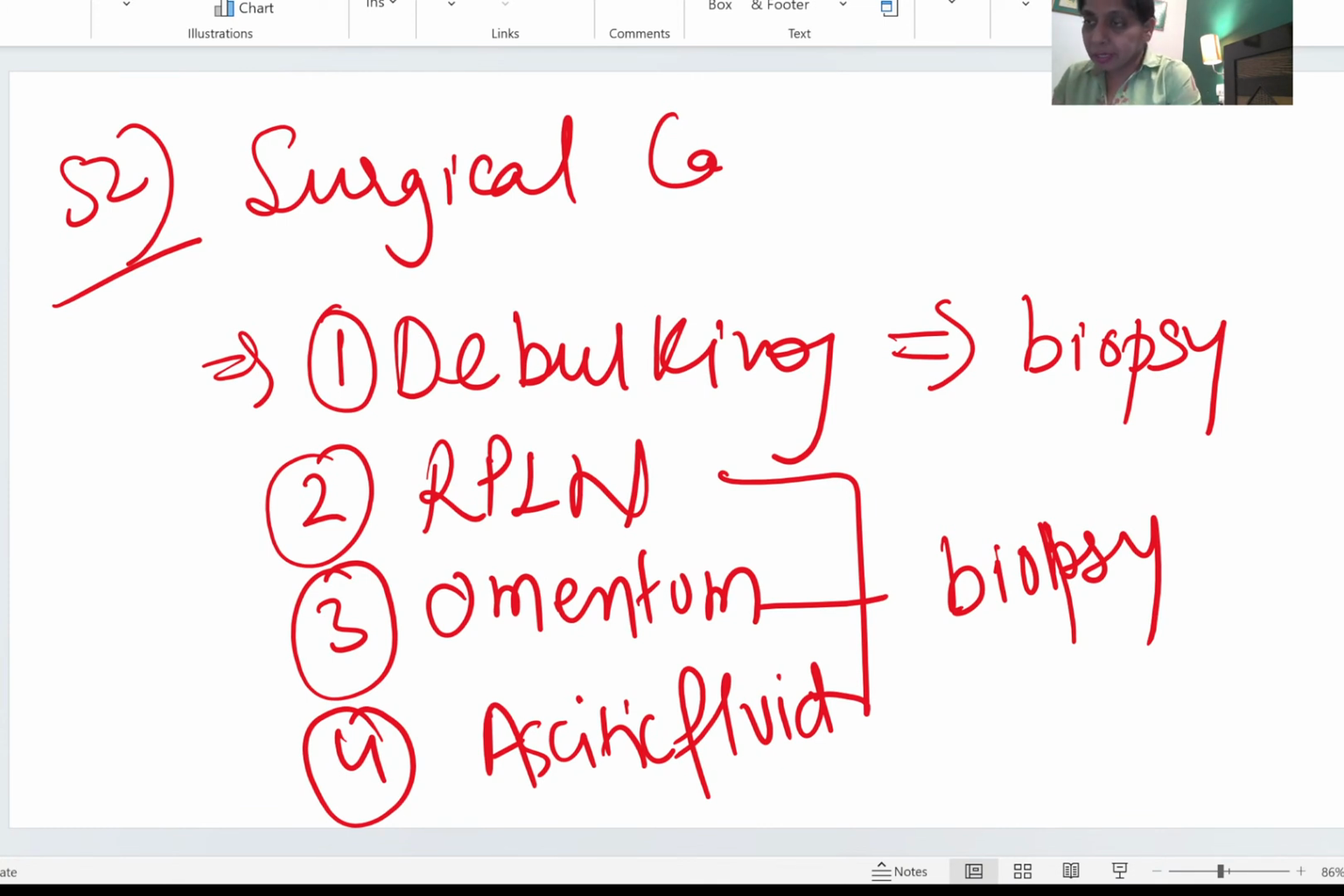Okay, Ramya. So the options were peritoneal washings. Yes, if ascitic fluid is not present, then you send peritoneal washings. The other option is omental biopsy. Yes, we do it. Peritoneal biopsy, yes, we do it, because if the peritoneum is involved, then we do peritoneal biopsy. But palpation of organs, we don't know. Debulking means whatever is involved, we have to remove. So peritoneal biopsy we have to do.